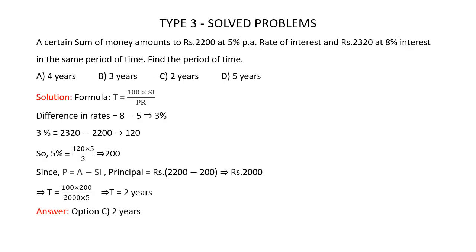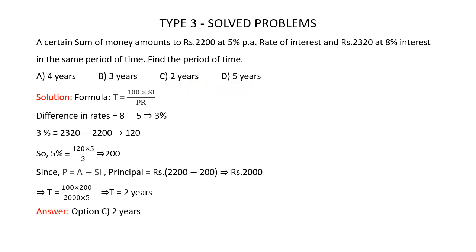Let's solve a few problems of type 3. Type 3 is questions where the difference or equality in the principal or amount or rate of interest is given. A certain sum of money amounts to rupees 2200 at 5% per annum rate of interest and rupees 2320 at 8% interest in the same period of time. Find the period of time. Here you are given four options and you have to find out which of these options is the correct one.